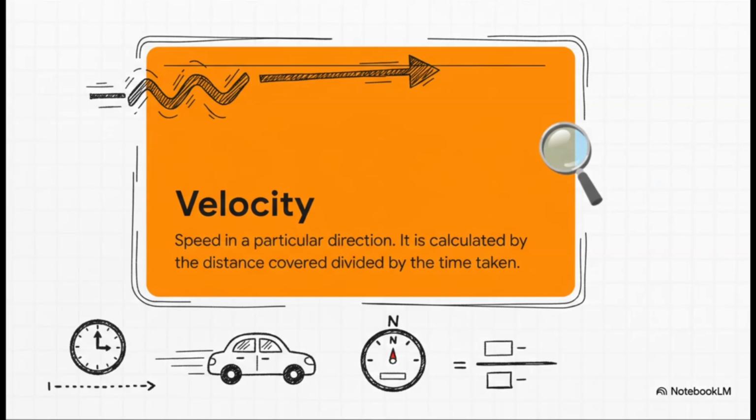Think about your car's speedometer. It just tells you how fast you're going, right? But velocity would say 60 kilometers per hour north. That's the key difference. For what we're doing, we're just tracking movement on a line, so our main focus is always going to be how much did the position change and how long did it take?